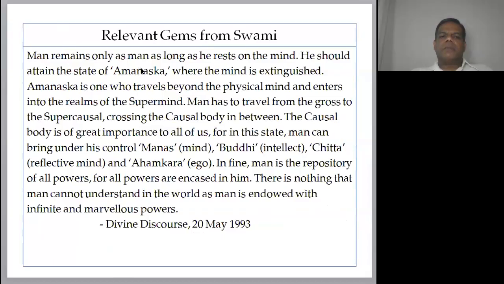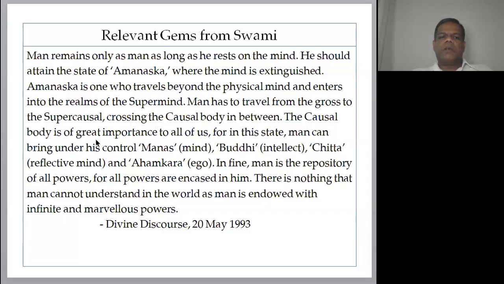Man remains only as man as long as he rests on the mind. He should attain the state of amanaska, where the mind is extinguished. Amanaska is one who travels beyond the physical mind and enters into the realms of the supermind. Man has to travel from the gross to the supercausal, crossing the causal body in between.